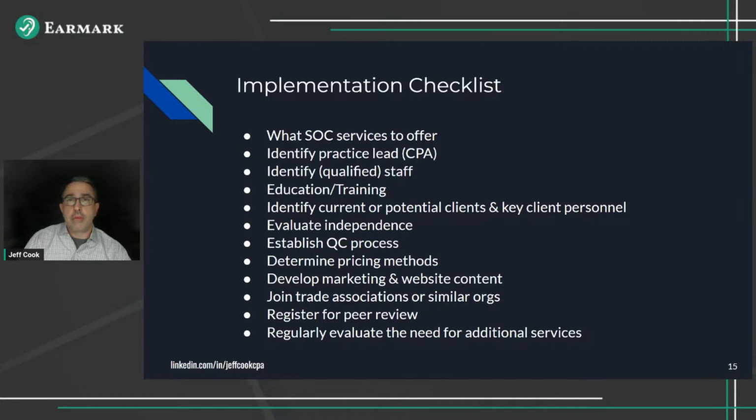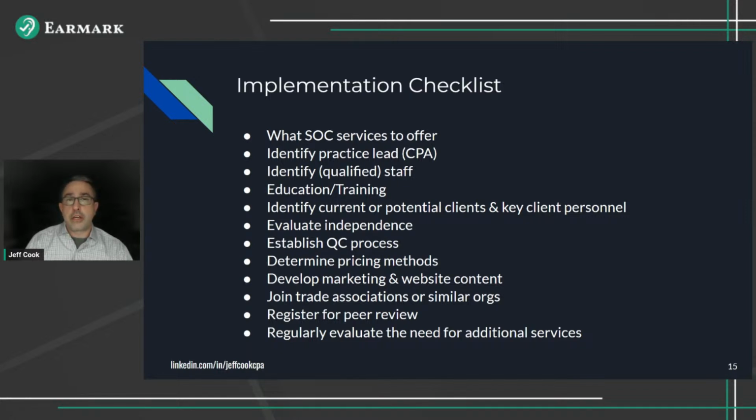Who's going to be the lead from a CPA point of view? Who's going to be the staff that's going to support that CPA? Is it going to be other CPAs? Is it going to be non-CPAs? Is it going to be people with IT degrees? Is it going to be outsourced, etc.? Do you need education and training for these people?